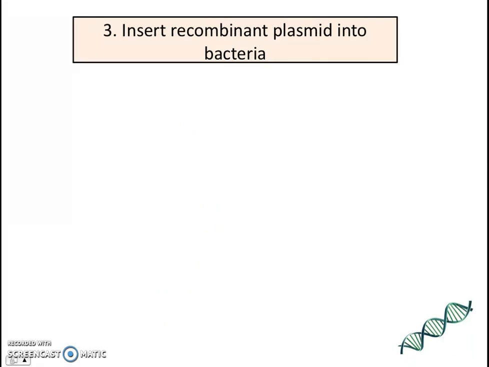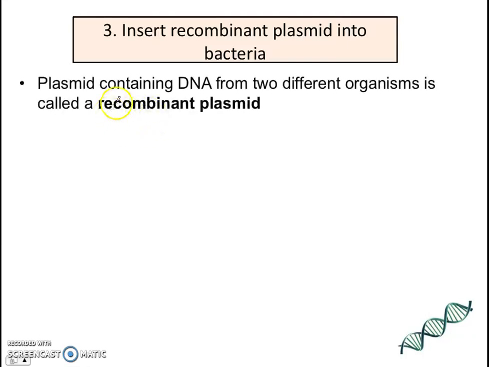Now this plasmid that contains the human insulin gene can be called a recombinant plasmid. And it's called a recombinant plasmid because it contains DNA from two different organisms. In this case, it contains DNA from the bacteria and DNA from humans.